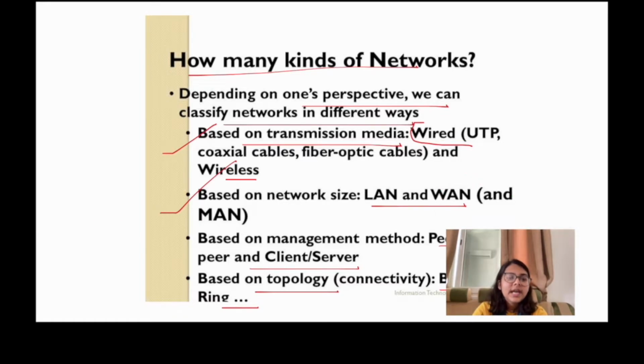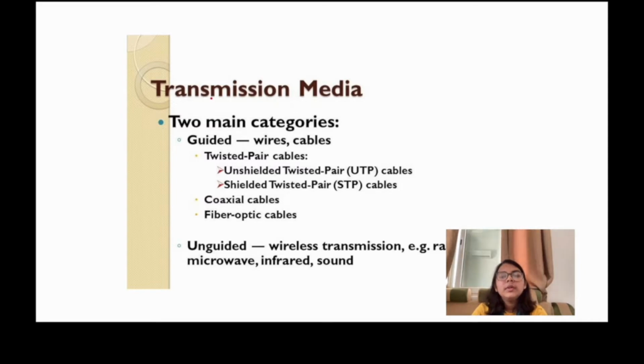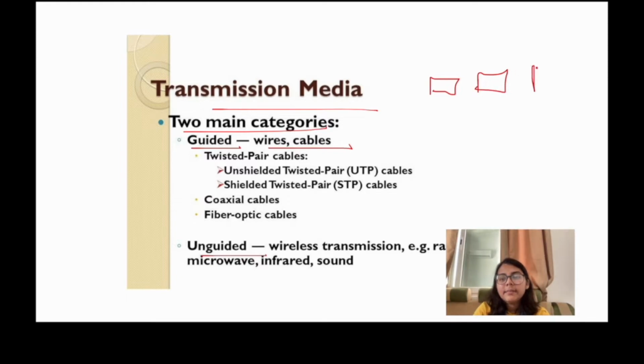Let's see what transmission media is. There are two main categories in transmission media, guided and unguided. In guided we can see wires and cables are included. So here, if we are connecting two or more computers, let's take an example. I am taking three computers. Okay students, so these are three computers.